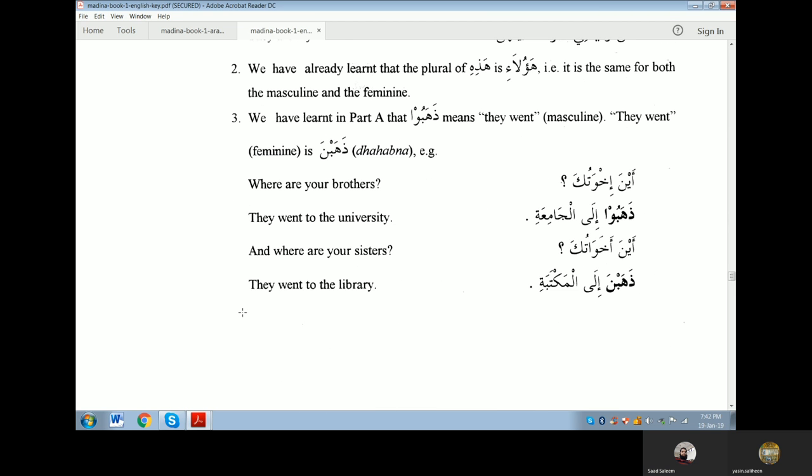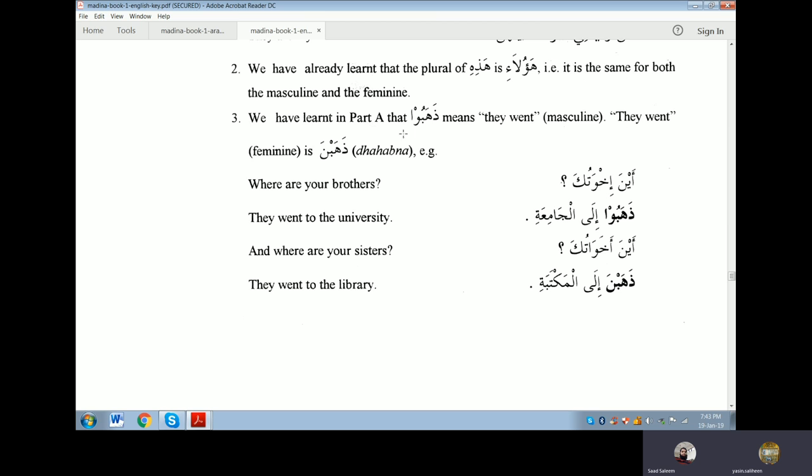And let's see, we have already learned the plural of hadhihi, which is ha'ulai. It has the same form for both. Now your voice is not coming. Okay, read this part again.